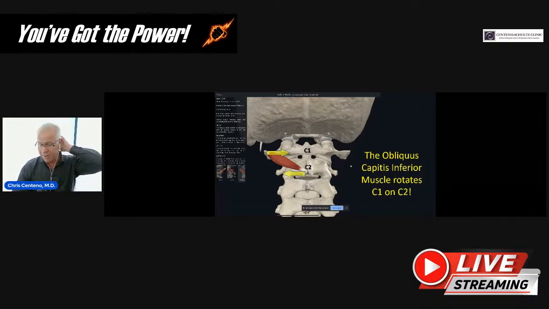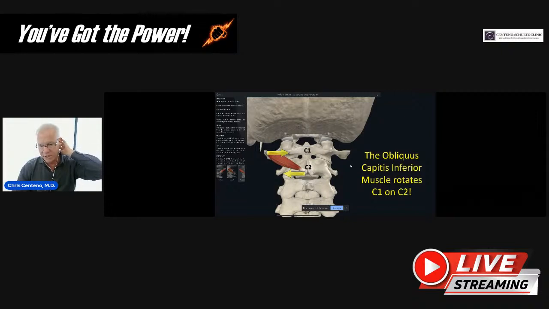Now, you can also palpate it on yourself. C2 is going to be the big knob in the back. So as you start from the very top of the head, you'll go through C1, which you can't really feel the back of. But as you go down, you will start to feel a bony prominence in the midline, and that's the C2 spinous process.